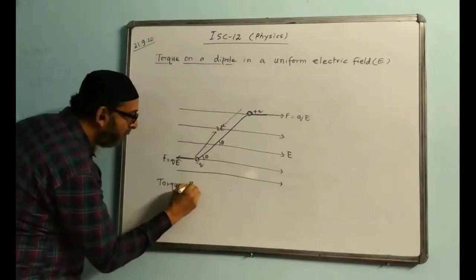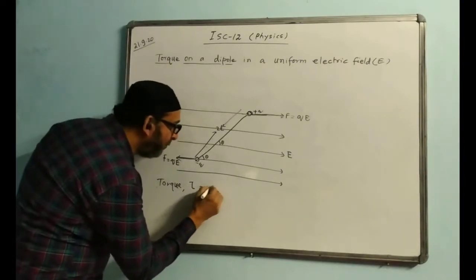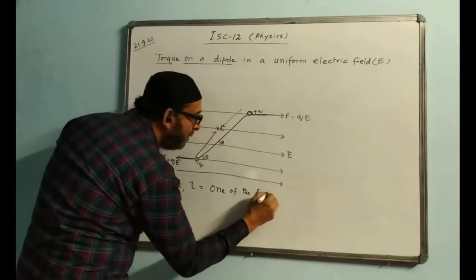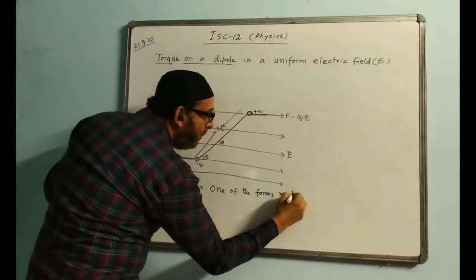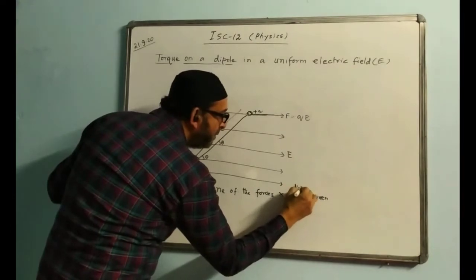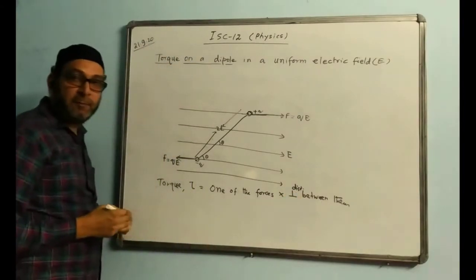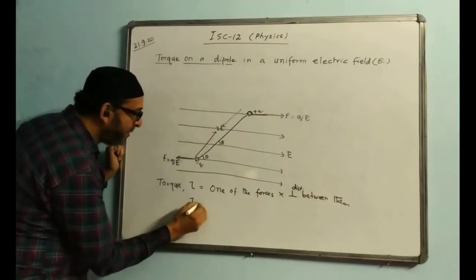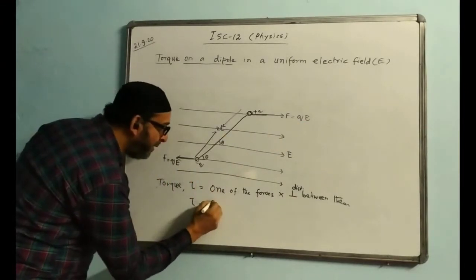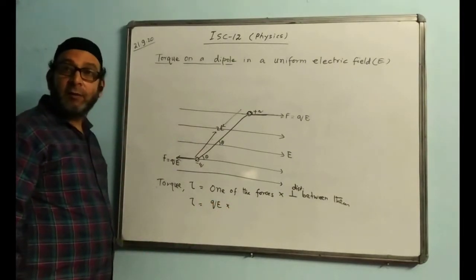Torque is denoted by tau. Torque for a couple is given by one of the forces into the perpendicular distance between them. We take the magnitude of one of the forces, since both forces are equal, and write QE into the perpendicular distance.